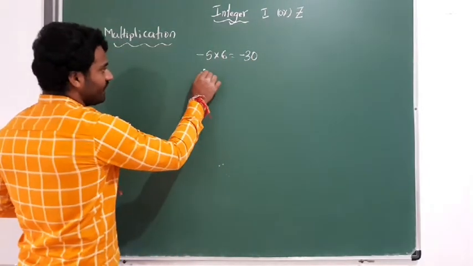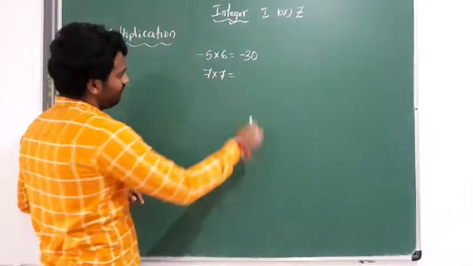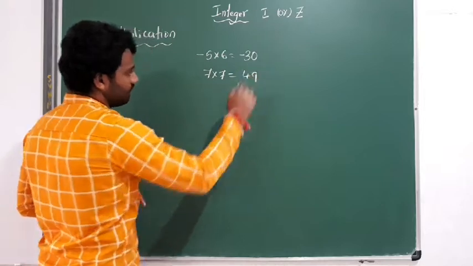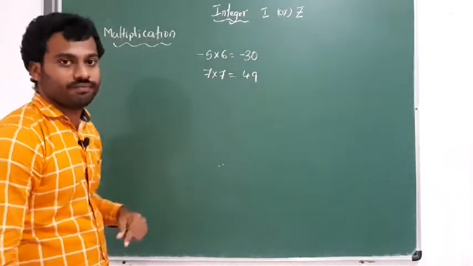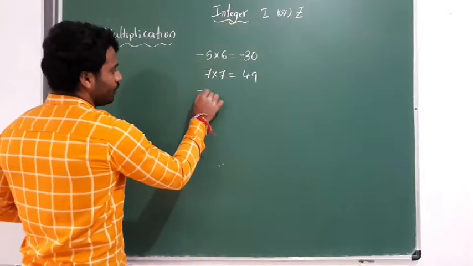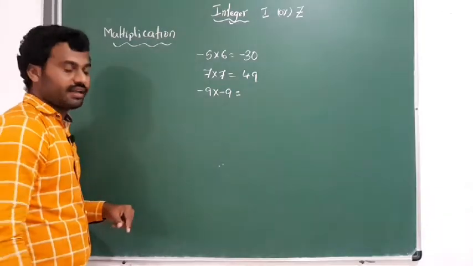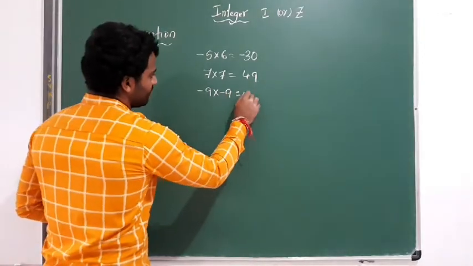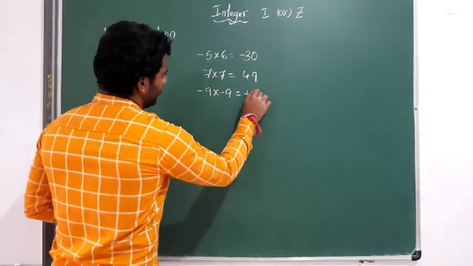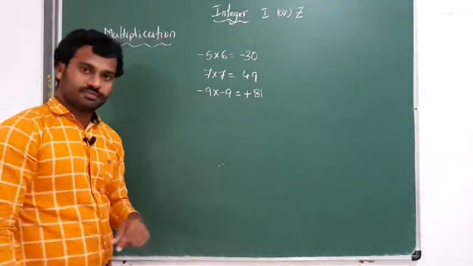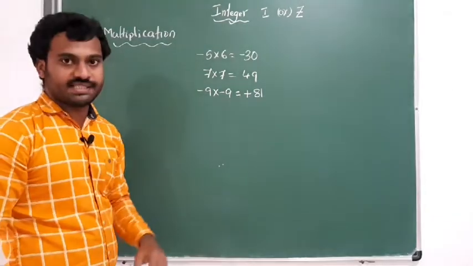Two positives, what will it be? 7 into 7. 7 sevens are 49. Okay? Two positives will give positive. What about two negatives? Minus 9 into minus 9. Minus into minus is plus. Clear? 9 nines are 81. If you are getting confused, first you should know the basics.